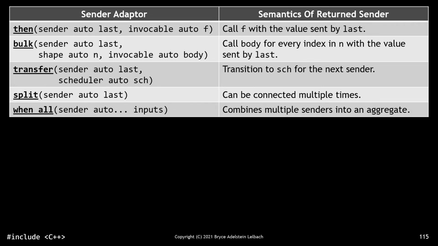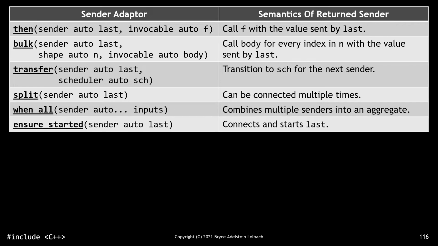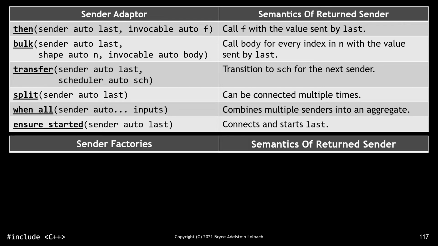WinAll is not a pipeable sender adapter, as the partially applied piped form would be ambiguous with the fully applied non-piped form. Ensure started connects and starts a sender, returning a new sender that will pass the signal sent by the original. If the input sender is a composition containing other senders, those senders will be connected and started as well.